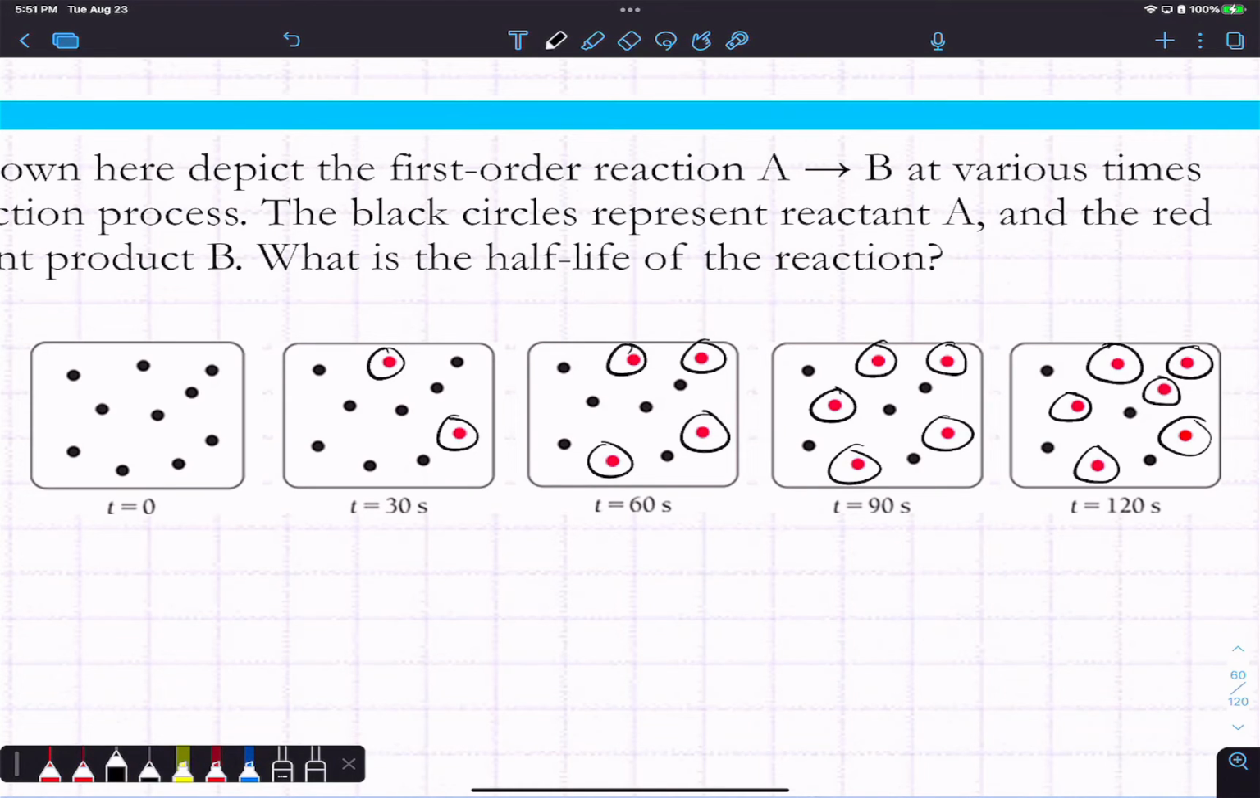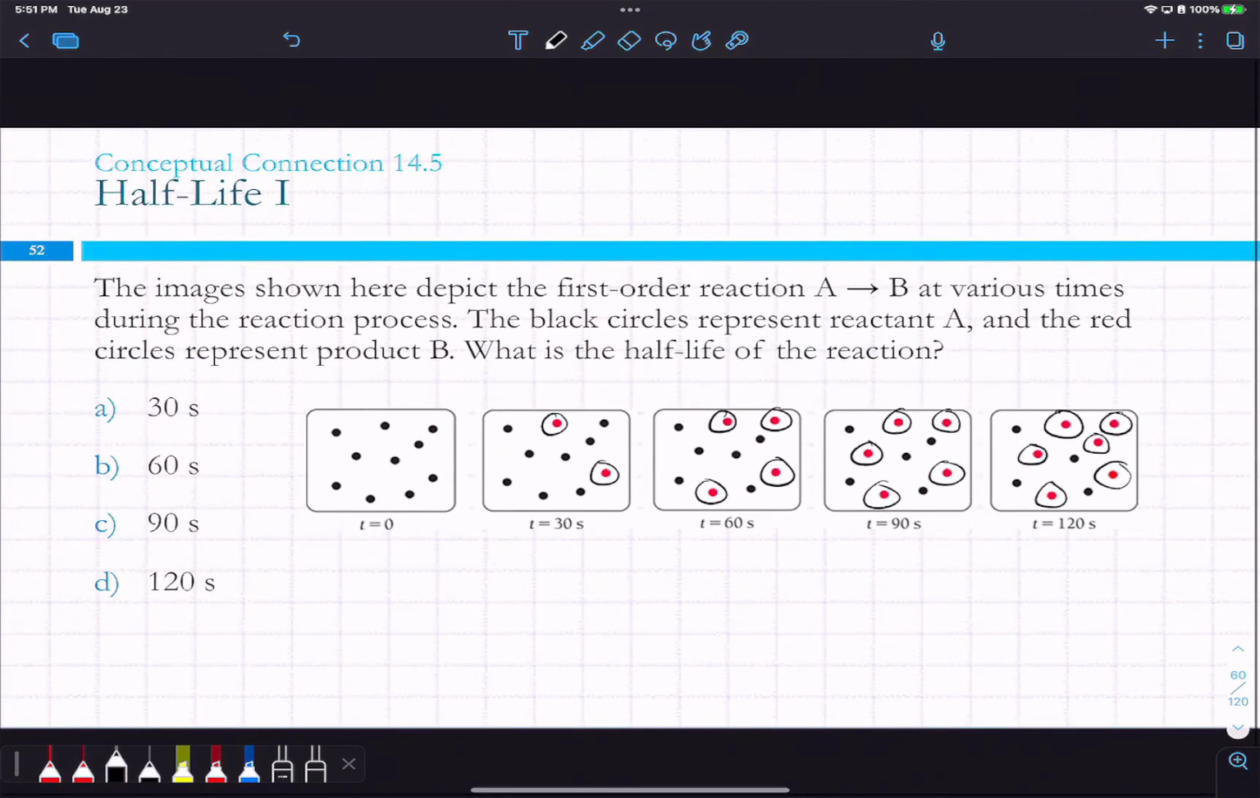So at what time have we gone through one half-life? Yeah, why 90 seconds? Yeah, it's 50-50 at that point. There's 10 total dots. So we start out with all of them black. At 90, we've got 5 red, 5 black. Or here, 5 circled, 5 not circled, as far as you can tell. So 90 seconds, right? Half-lives.